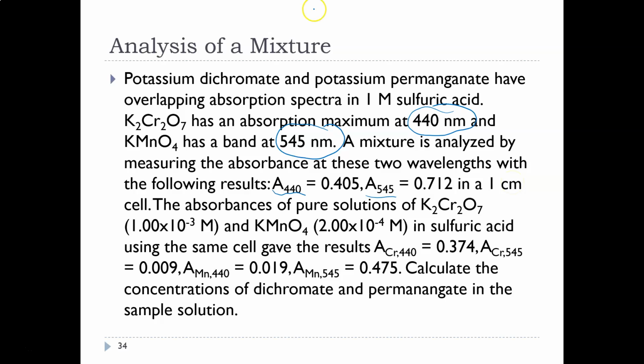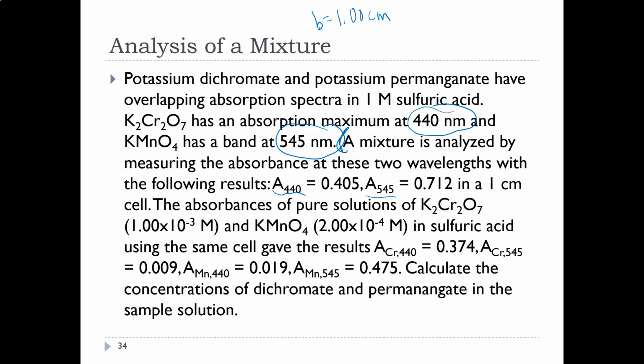so that means b. I know it just says 1, but I'm going to go ahead and write 1.00 centimeters. So there we have that. And then the absorbances of a pure solution of potassium dichromate and then a pure solution of potassium permanganate with their molarities given, using the same cell, which means it's also a path length of 1, we got these absorbances.